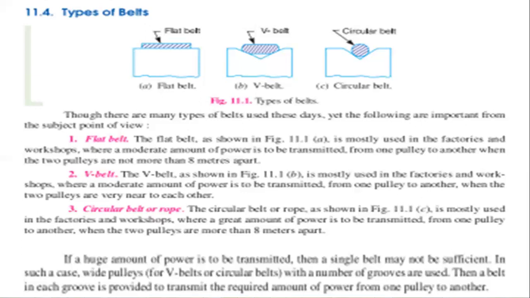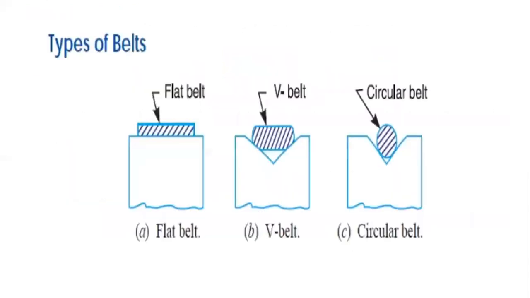So these are the different types of belts. Here in the picture you can see the different types of belts. This is the flat belt drive. Next one is the V belt drive. The V belt drive has a V groove, and the belt is fixed in the V groove.